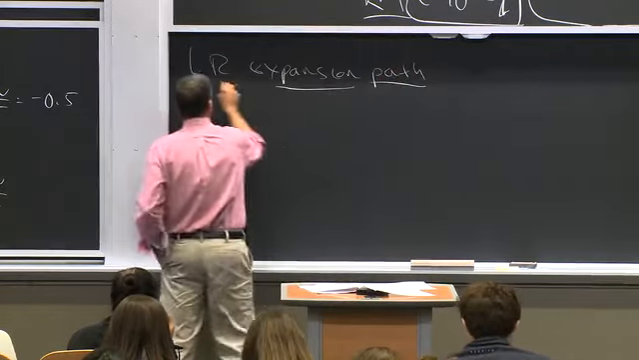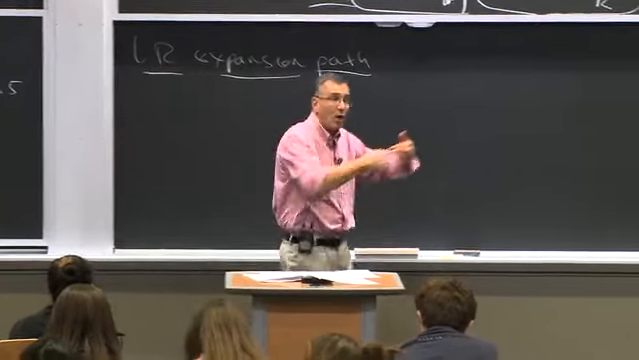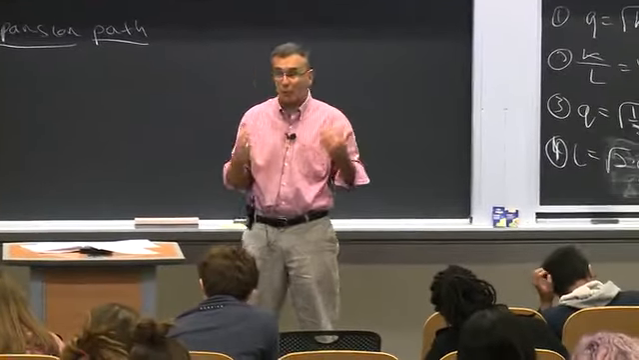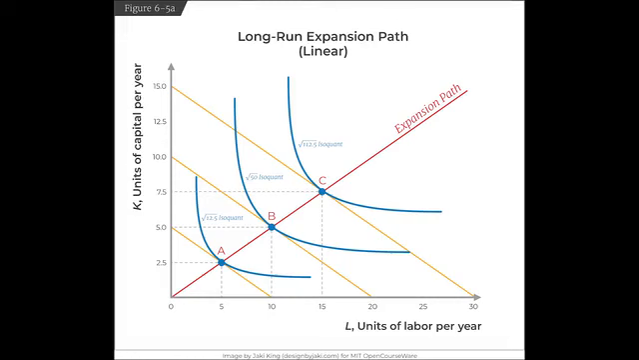The long run expansion path, which is how do your costs expand as you produce more? And we see that in figure 6.5. In figure 6.5, we show the particular case of a linear long run expansion path. That's what you get in this example. It's a particular case. What this case says is at any given level of production, the optimal mix of labor and capital is the same.